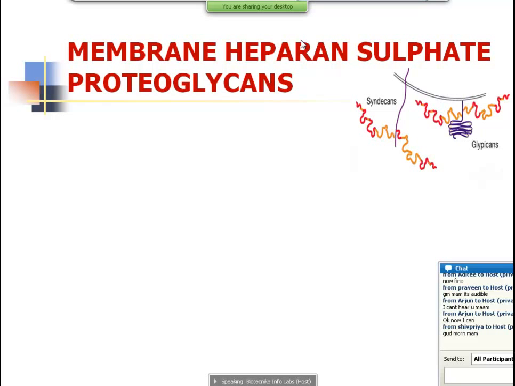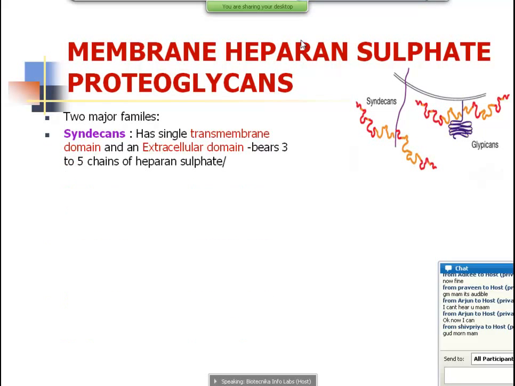Alright, so if you look at the structure, how these proteoglycans occur in nature, they are generally present in 2 major families. One is called the syndicans, and these syndicans have a transmembrane domain and an extracellular domain. So if this is the cell membrane, onto the cell membrane you have the transmembrane domain through which the core protein is attached, and you have the extracellular domain extending outward, and in this extracellular domain you have several chains of heparan sulfate attached.